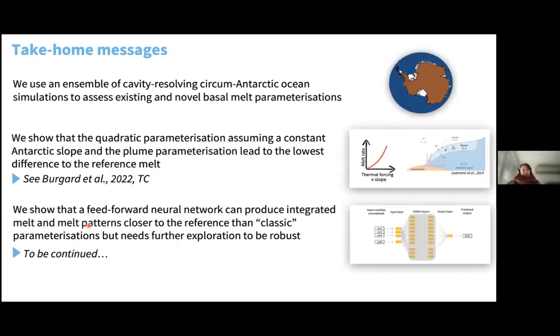So this is it. Thank you for bearing with me for so long. So the take-home messages are that we use an ensemble of cavity-resolving circum-Antarctic ocean simulations to assess existing and novel basal melt parameterizations. We show that the quadratic parameterization, assuming a constant Antarctic slope, and the plume parameterization lead to the lowest difference to the reference melt. And we show that a feed-forward neural network can produce integrated melt and melt patterns closer to the reference than the classic parameterizations, but we still further explore this to be robust.